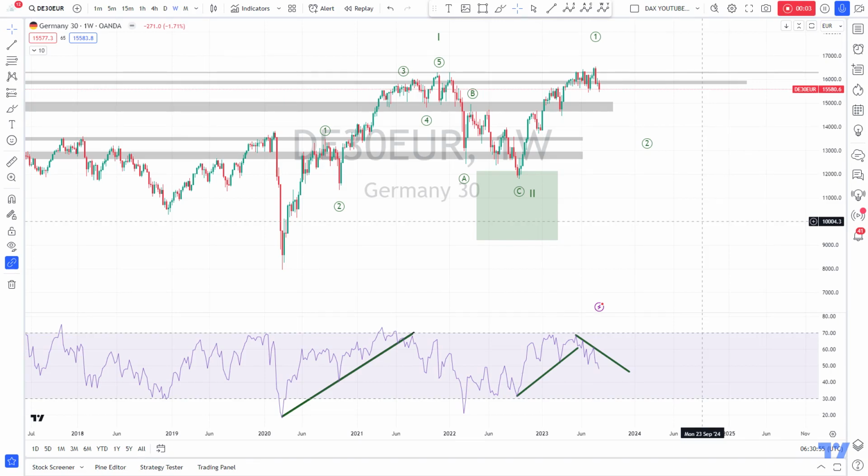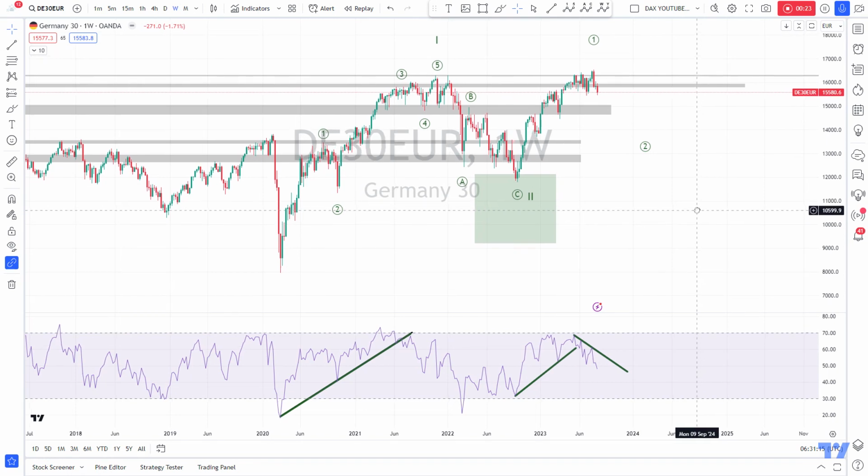Today is Sunday, August 20. Time is around 6:30 GMT, and we will have a look at the DAX futures on the Oanda platform. So today is Sunday, markets are closed, but in the weekend I'm always doing a higher time frame analysis, the weekly, the daily, as a preparation for the trading week, but also for investors.